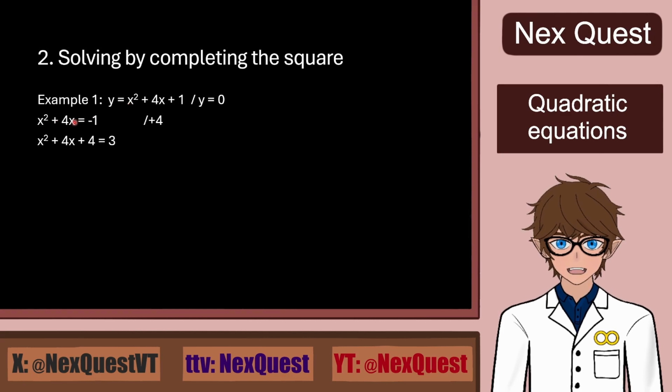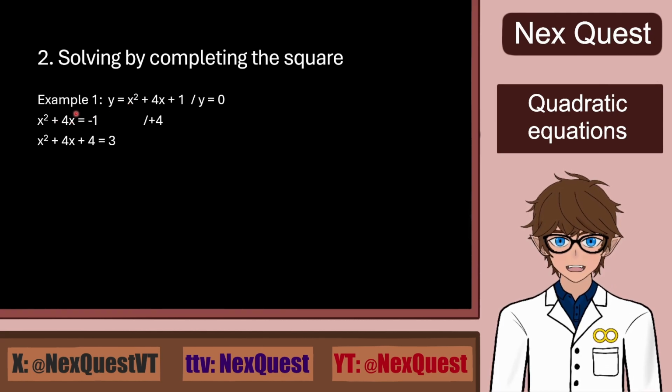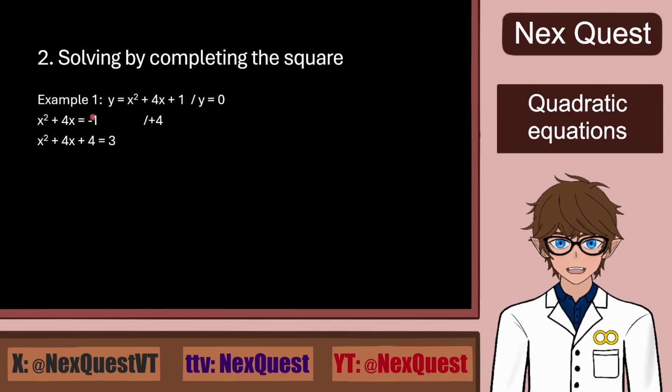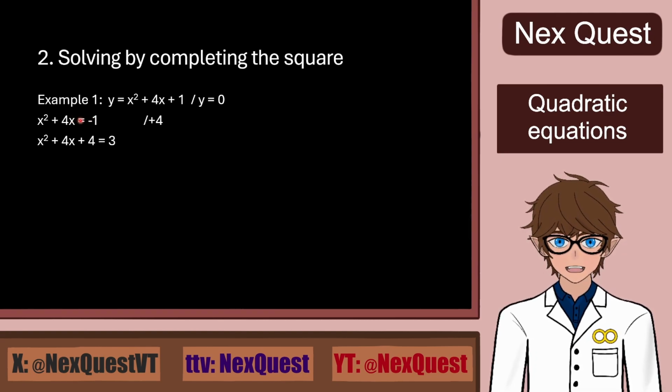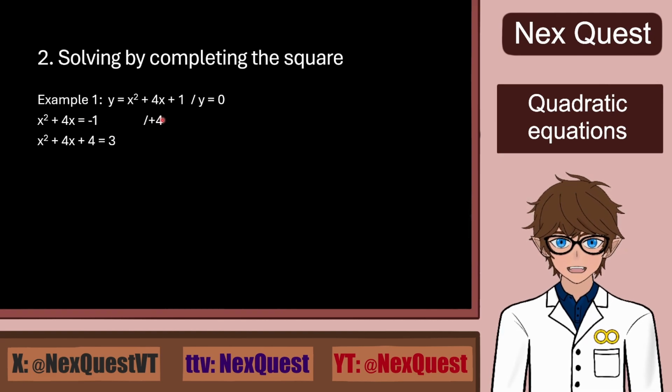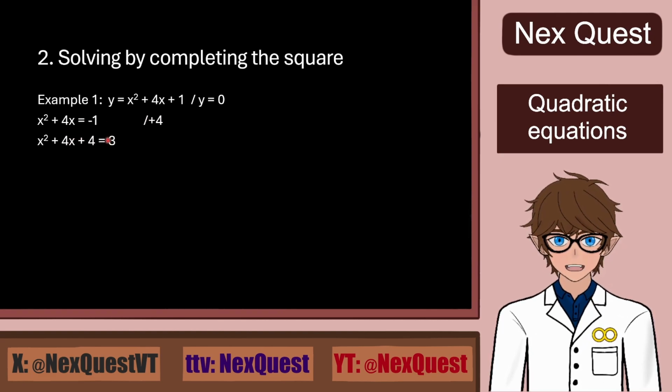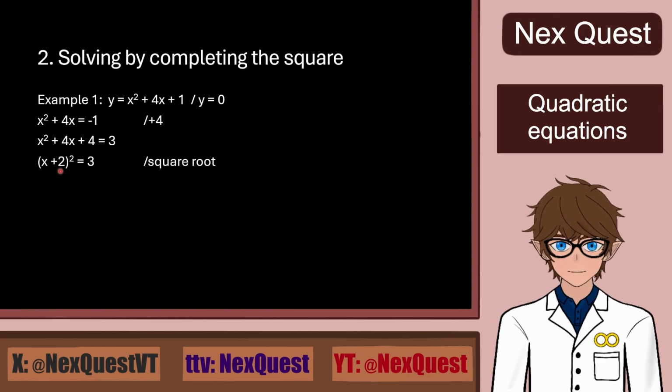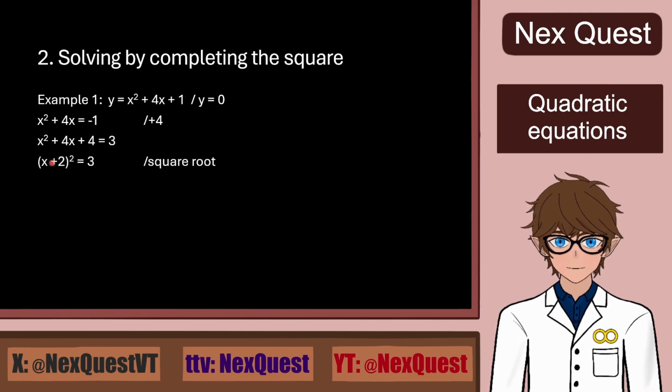So 4x divided by 2x is 2. 2 times 2 is 4, so we have to add 4 on both sides, or add 4 on the left and take away 4 on the left as well. But that's why we put 1 to the right, so we can just add 4 on both sides. We get plus 4 on the left and plus 3 on the right. We get the square of the sum on the left and 3 on the right.